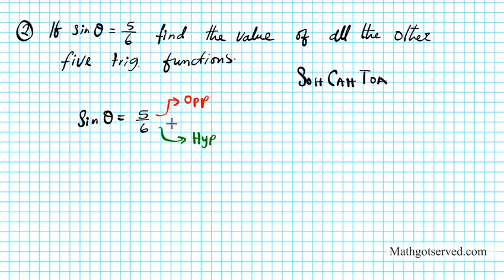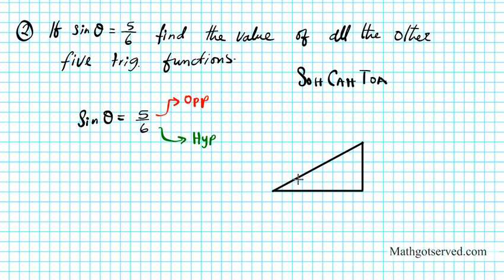So what we have to do is construct a triangle and assign the opposite the measure of 5 and the hypotenuse the measure of 6. That will enable us to find the adjacent, and then we can find all the other 5 trig ratios. Okay, so let's go ahead and construct a triangle. It doesn't really matter the orientation of our triangle, but it must be a right triangle. So there you have it. Remember, SOHCAHTOA applies only to right triangles.